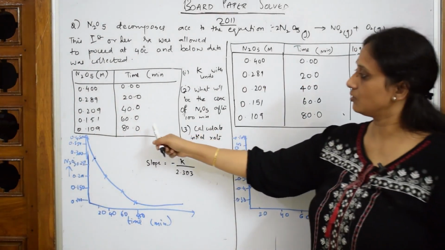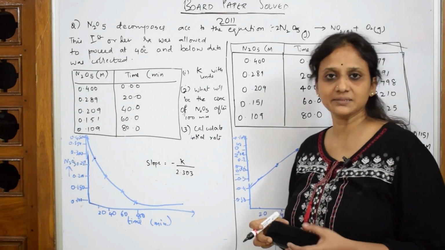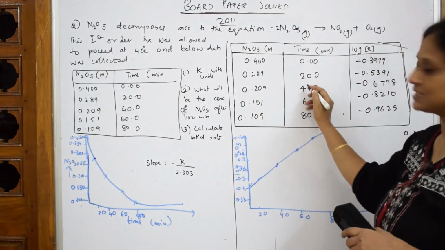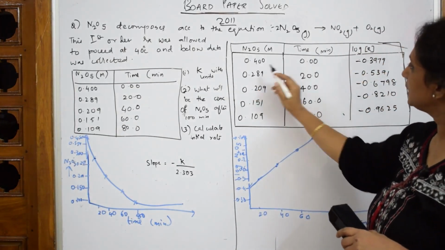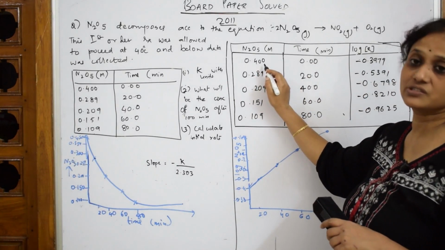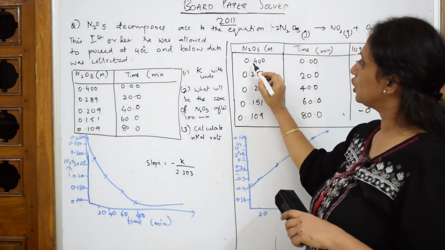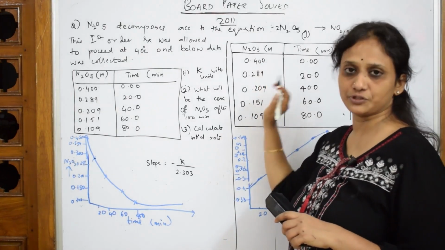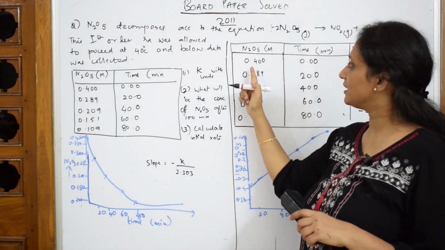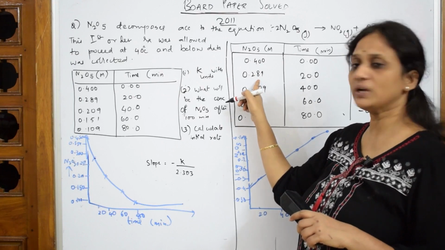Take the same tabular column. You will be given a logbook in the exam. Yes or no? You write the same data. Now you're going to find the log value of the initial concentration. That means you're going to take your logbook and just find log 0.400. Just 40 and 0. Find the log. Find the log for 289.